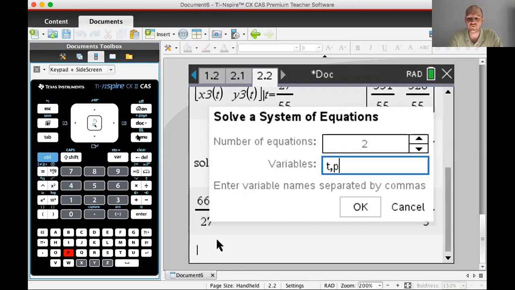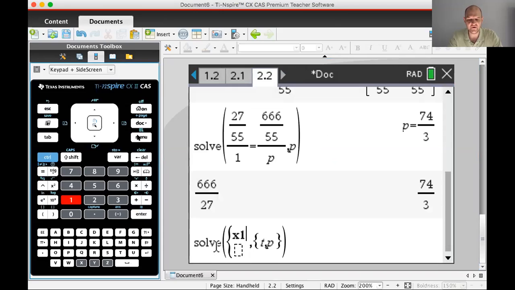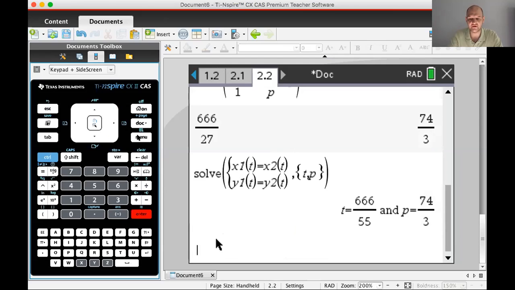Okay, so this works because they get to the intersection at the same time. So I'm going to do x1 of T just equals x2 of T, because they get to the intersection at the same time. That's why this works. Y1 of T equals y2 of T. I'm going to solve for T and P. T is the time at which they both get to the intersection. P is the total amount of time it takes particle 2 to do its job, which hopefully is 74 over 3. And it is. So that's another effective way of doing this.